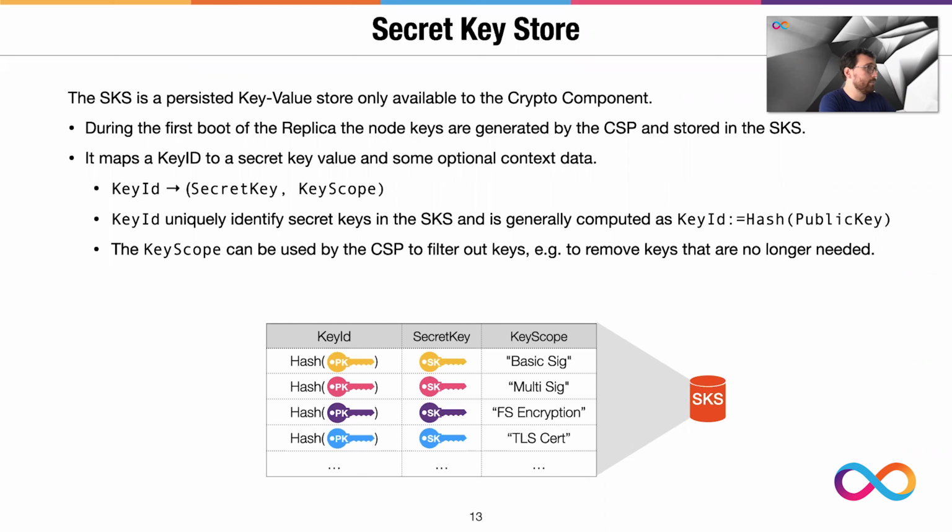The key scope is some essentially context data that is attached to the keys, and this can be used, for example, to filter out keys. There are some situations where the CSP may be able to remove keys that are no longer needed, and this is done by using this key scope that will also contain some optional metadata, for example.